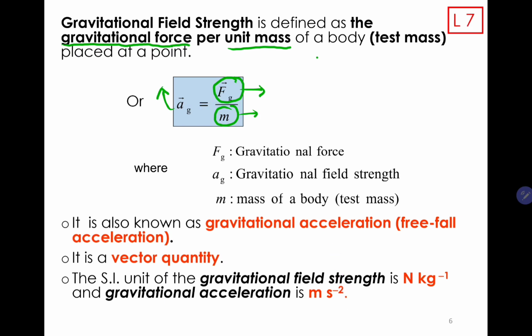Okay, all right, so in this case, the symbol Ag still equals g actually. Some books take it as Ag, some books take it as g. So they are equal actually. Alright, so we call it gravitational acceleration or free fall acceleration.